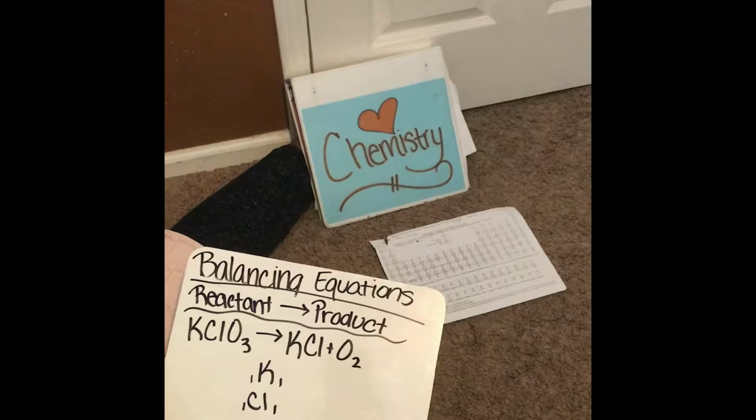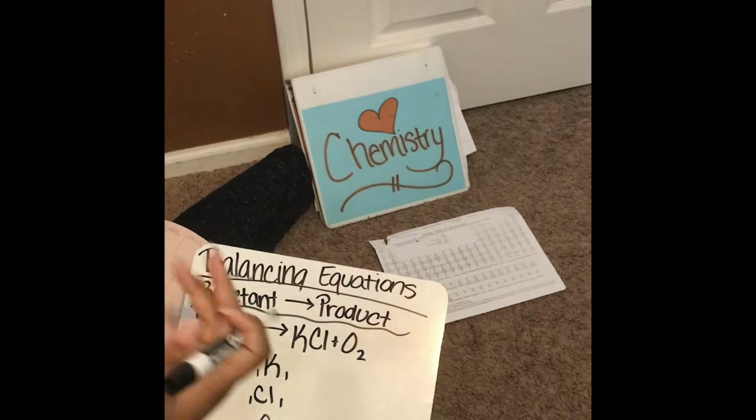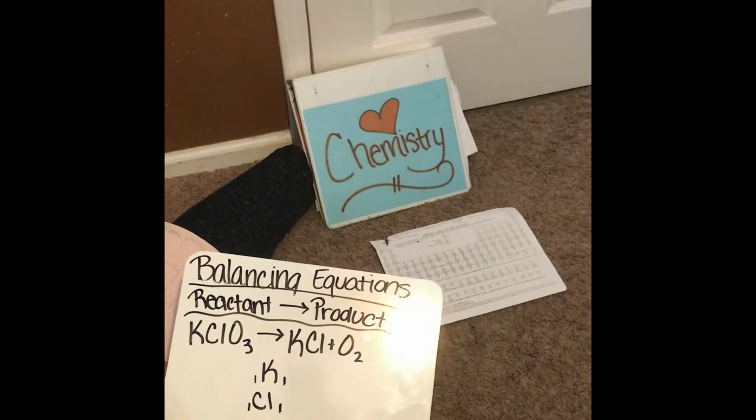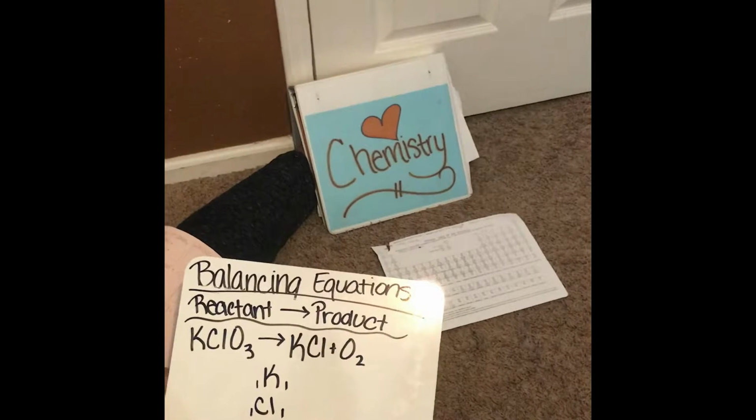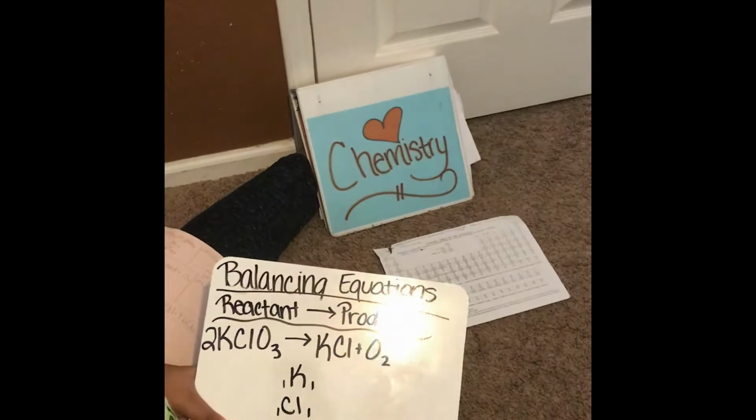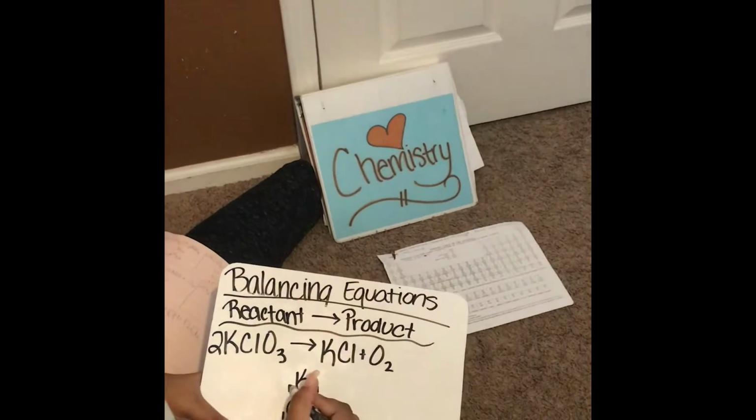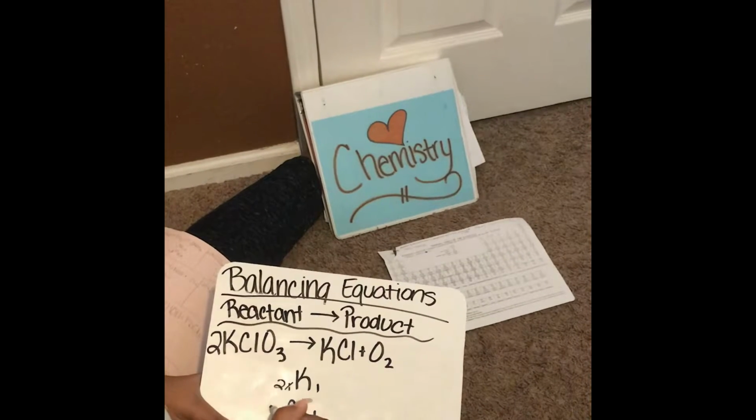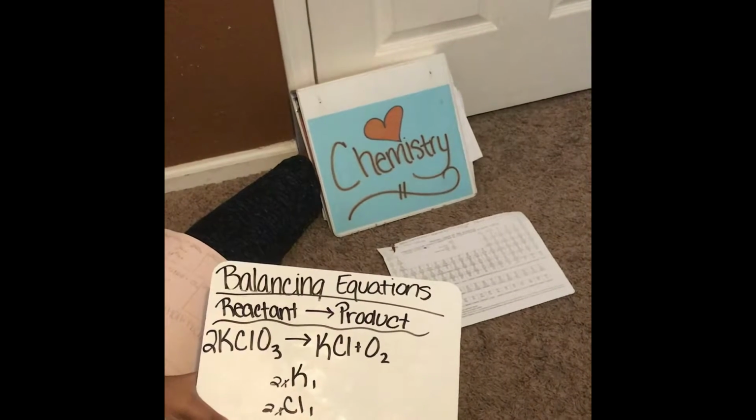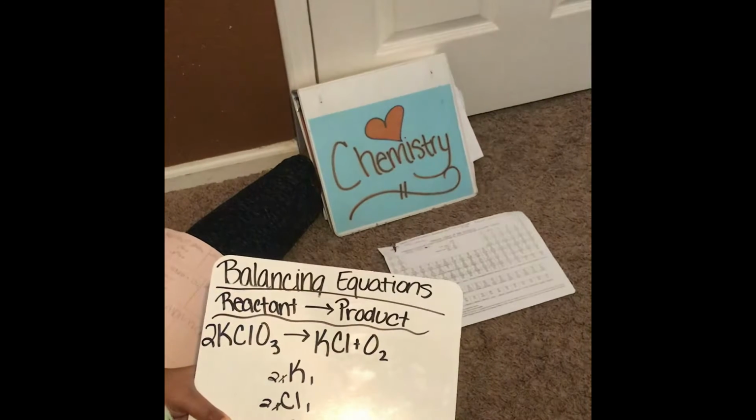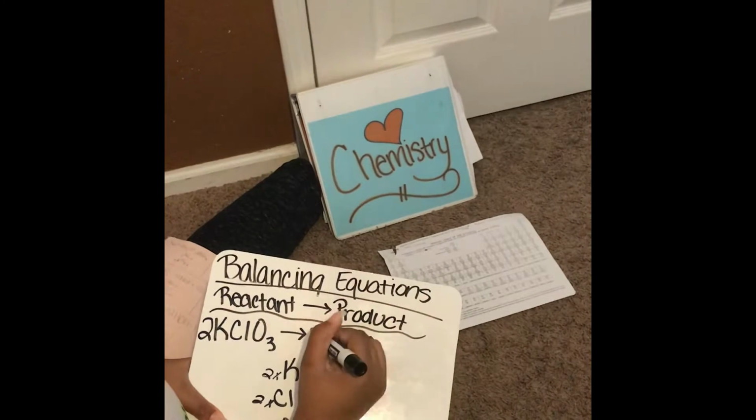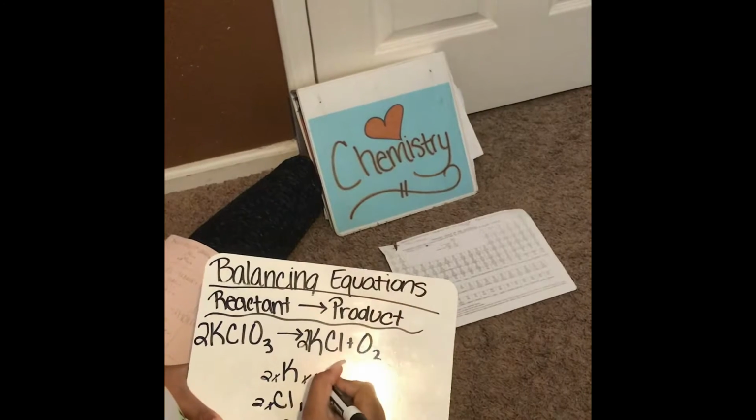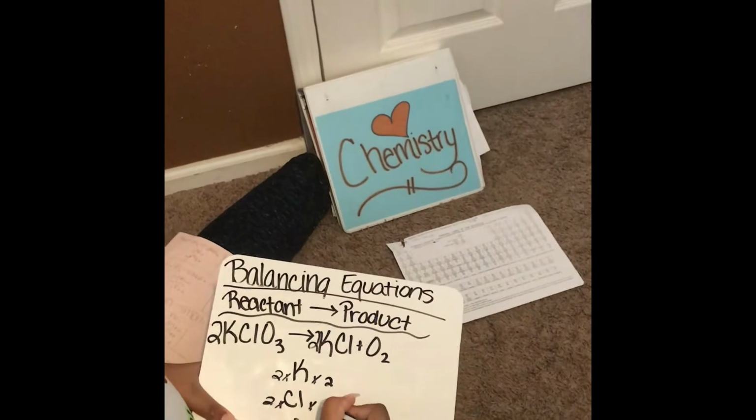It's your oxygens. So what I usually do to help me out is, if it's an odd and an even number, I always try to make the odd number even. So what I would do is put a 2 on my reactant side, and now I have 2 potassiums, 2 chlorines, but I have 6 oxygens. And I do the same thing on this side to balance it out, and this will be a 2. So now I have 2 potassiums, 2 chlorines.